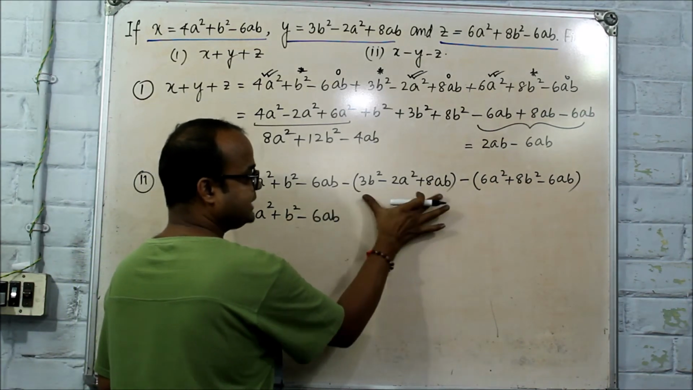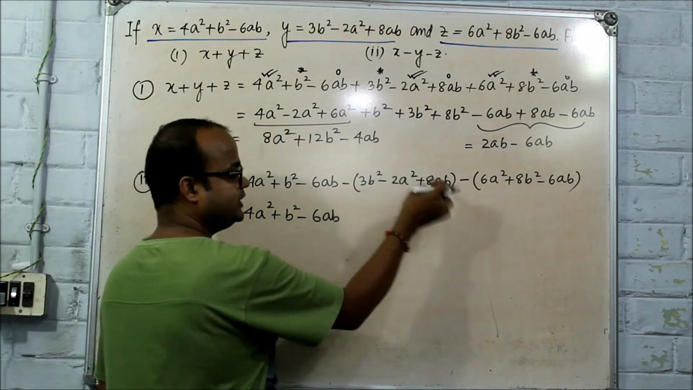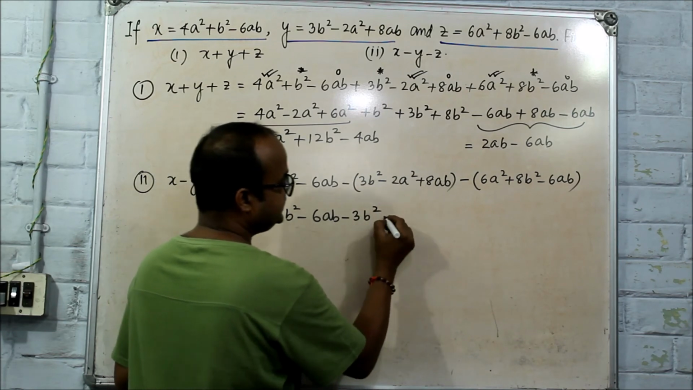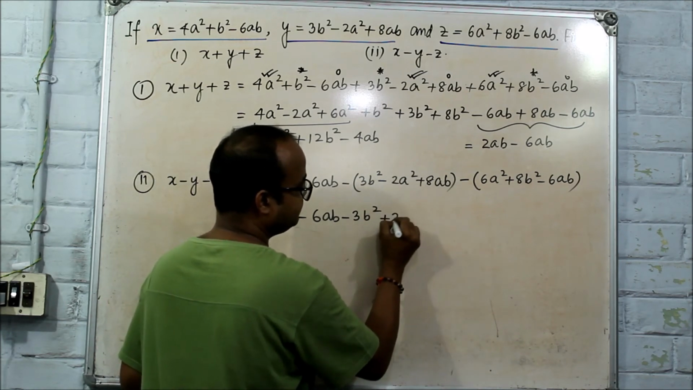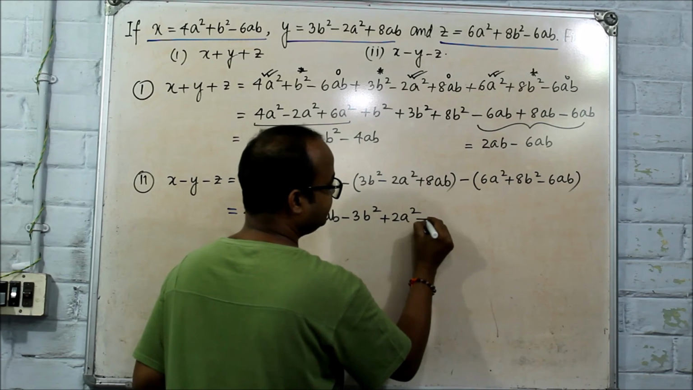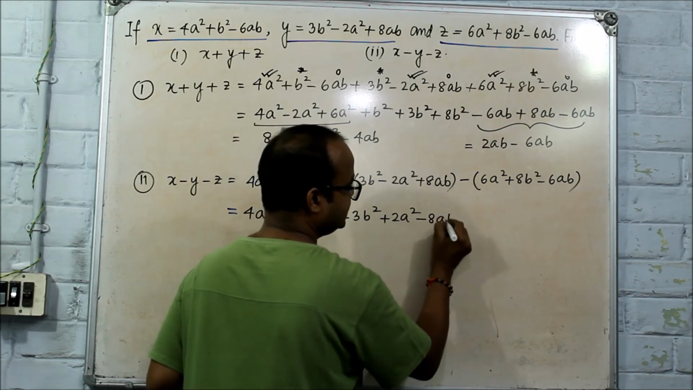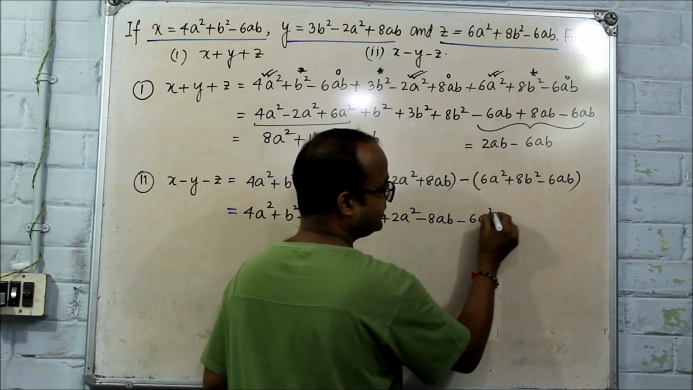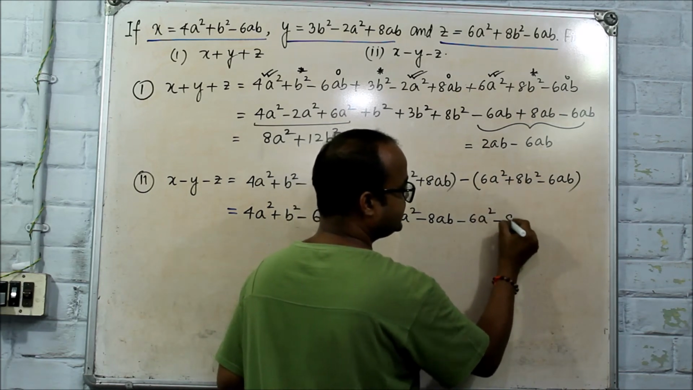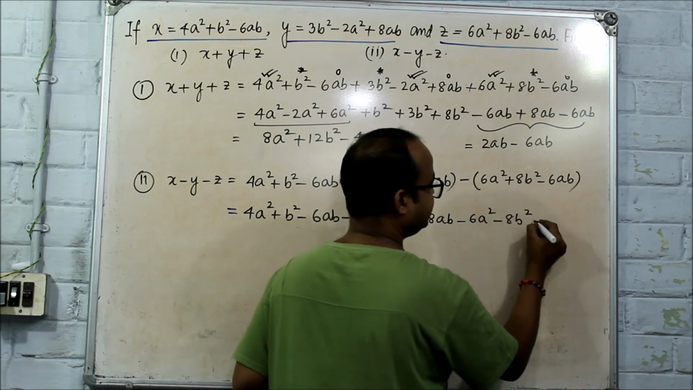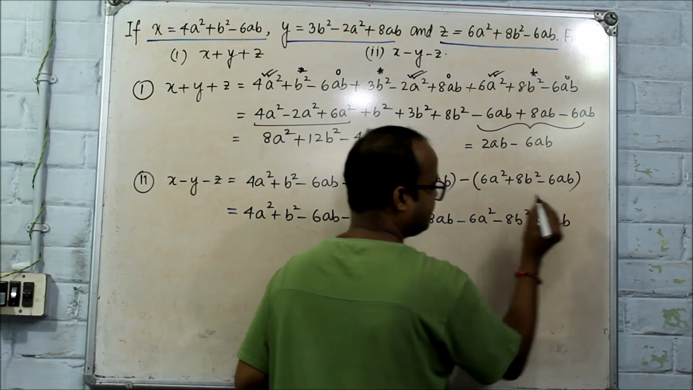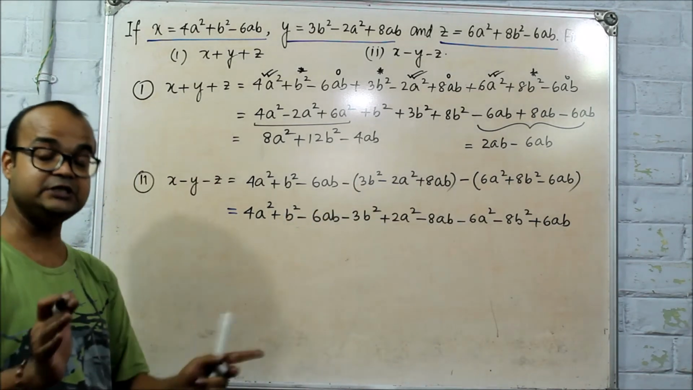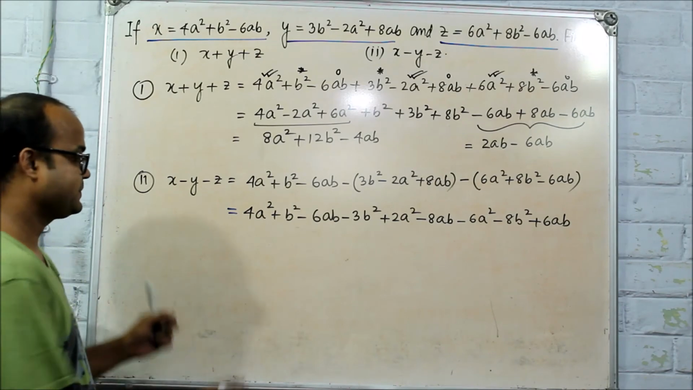Now outside the bracket is a negative sign, so we need to change the sign of each term. So minus 2a square becomes plus 2a square, plus 8ab becomes minus 8ab. Same with this term, plus 6a square will become minus 6a square, plus 8b square becomes minus 8b square, minus 6ab becomes plus 6ab. Since the outside sign is negative, all the terms within the bracket will change their sign.